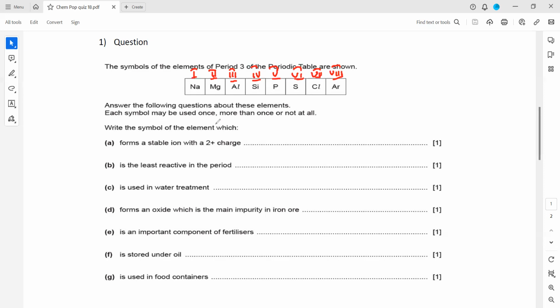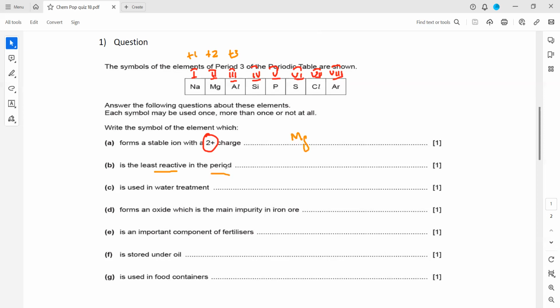Then write the symbol for the element which forms a stable ion with a +2 charge. So which can lose 2 electrons? As we know, group 2 can lose 2 electrons. Group 1 can lose 1 electron. Group 3 can lose 3 electrons. So the element which can have a charge of +2 will be magnesium, or Mg.